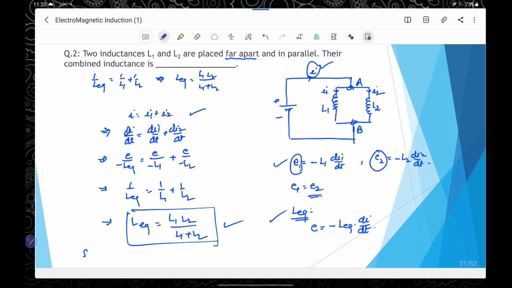Similarly, for a series combination of inductors, say these two inductors are in series, this is L1, this is L2, so their equivalent inductance will be simply L1 plus L2, similar to that of resistances.